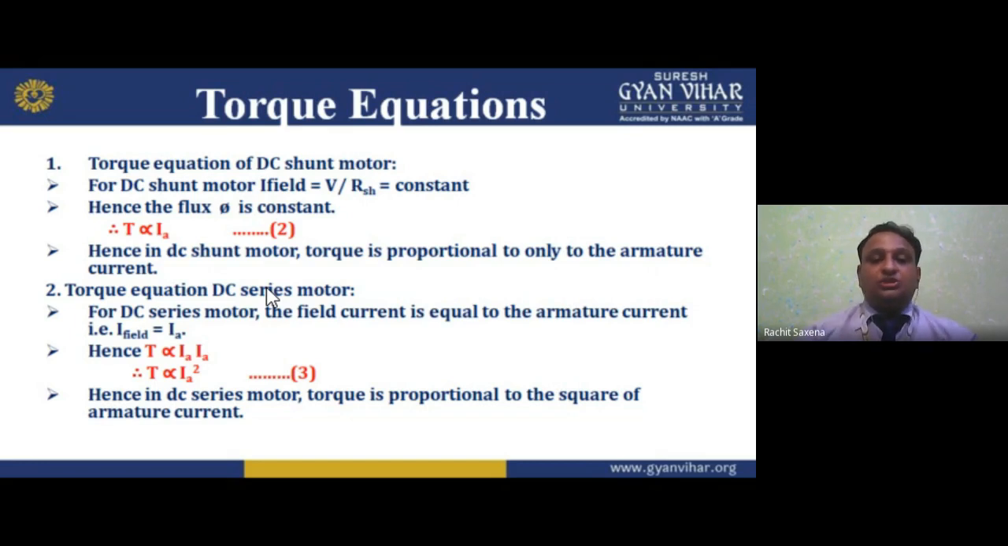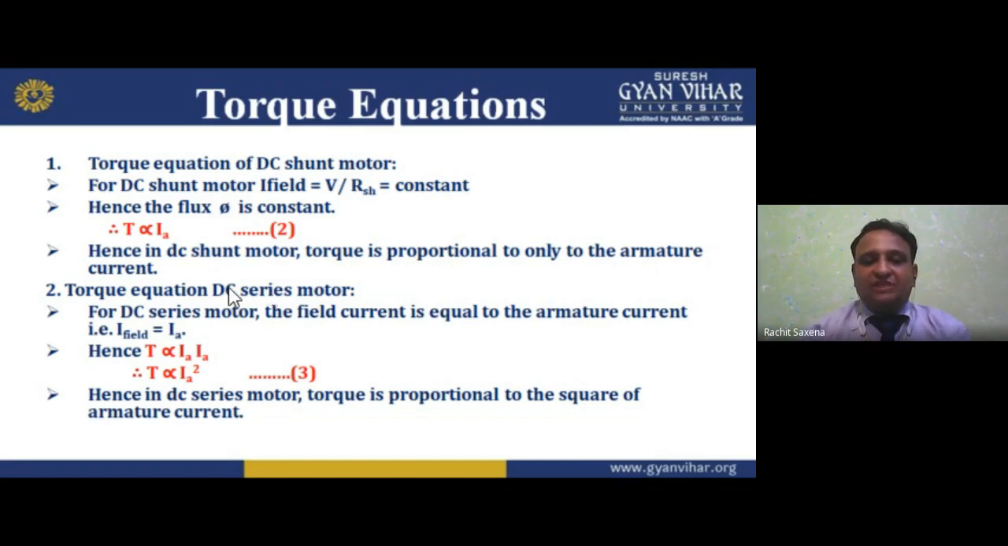Now, torque equation of DC series motor. For a DC series motor, field current is equal to the armature current because it is connected in series. In a parallel connection the current divides, but in a series connection the same current will flow. So I_F will become I_A.